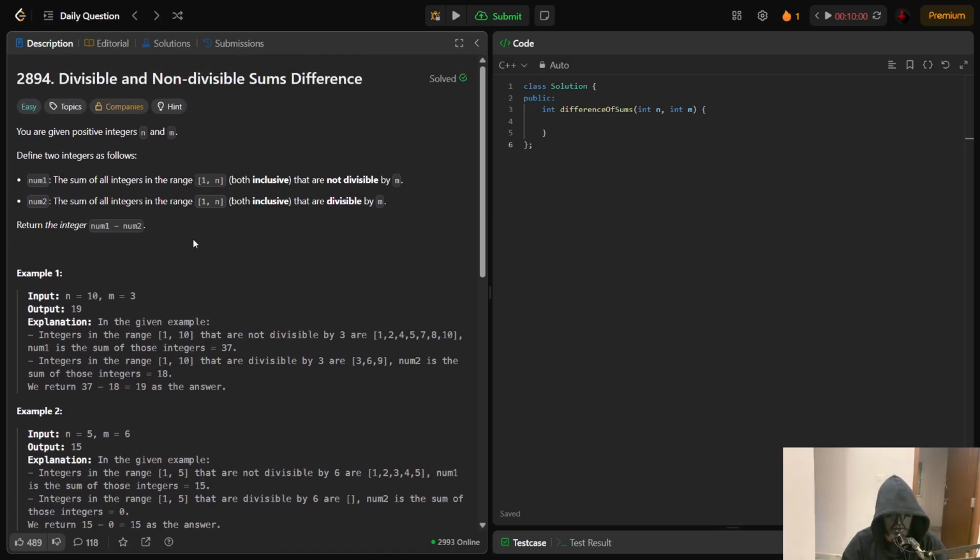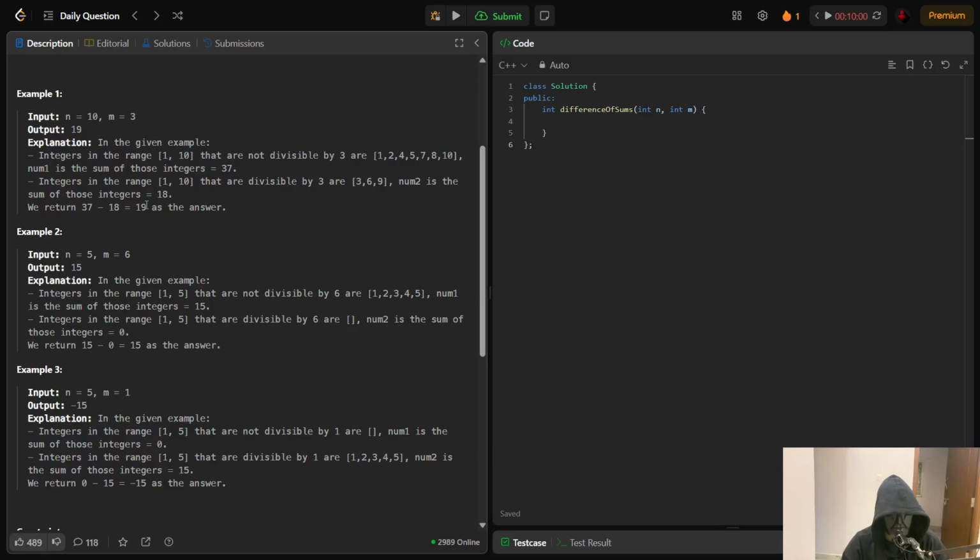So yeah, it is easy only. Let's understand some examples. The first example is n equals 10, m equals 3. If you write 1 2 3 4 5 6 7 8 9 10, it is the range from 1 to n. num1 is the sum of all integers from 1 to 10 which are not divisible by 3. The number 3 is divisible by 3, 6 is divisible by 3, and 9 is divisible by 3.